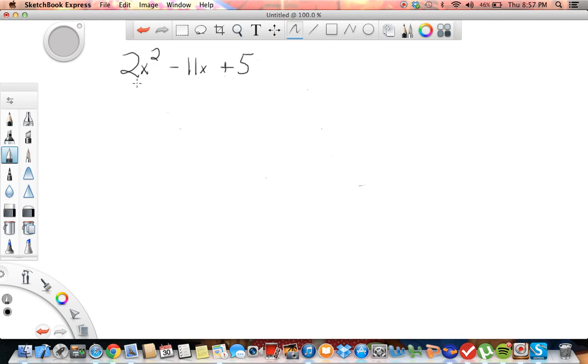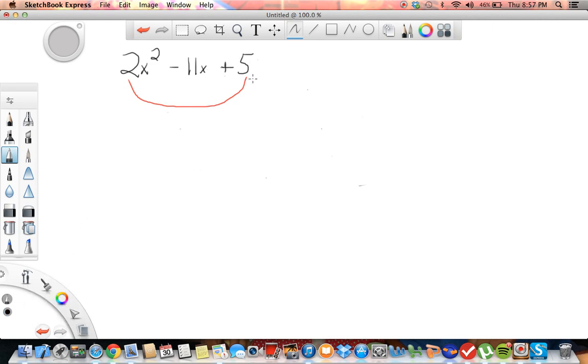But it's actually not very hard if you just follow along all the way through this. So let's go ahead and get started here. So step 1, we're going to take the leading coefficient, the number out in front, and multiply that times the number in the back. So we're going to do 2 times 5.